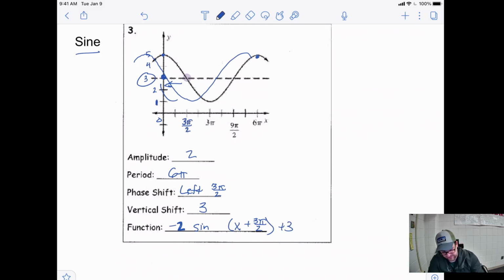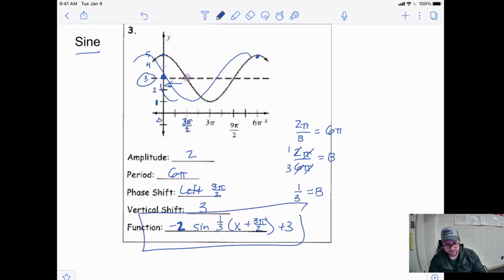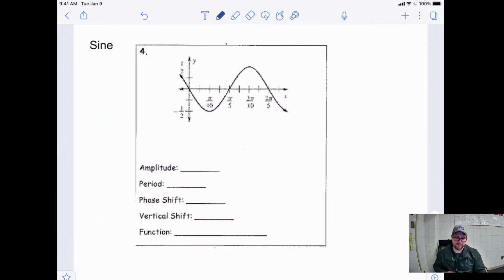To find your b value, take 2 pi over b and set that equal to your period, which is 6 pi. Switch those out: 2 pi over 6 pi is equal to b. The pi's cancel, and 2 over 6 becomes 1/3, so 1/3 is equal to b, which becomes our b value that goes right here. This is really the process. There are a few more problems here. Actually, one more. Let's run through this quick.